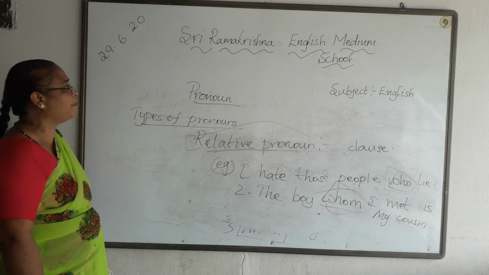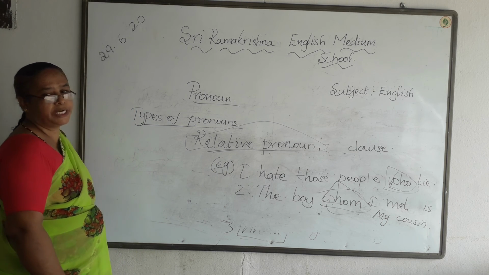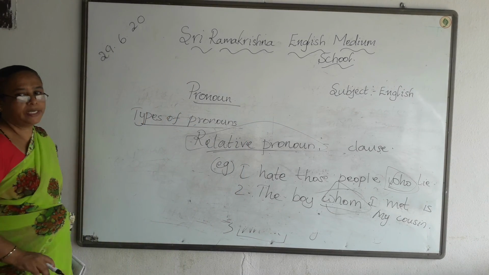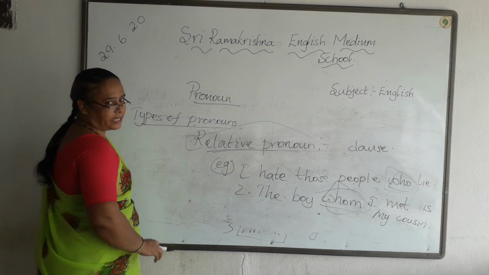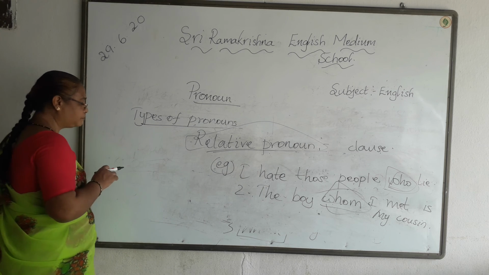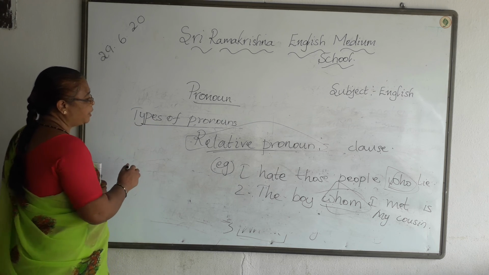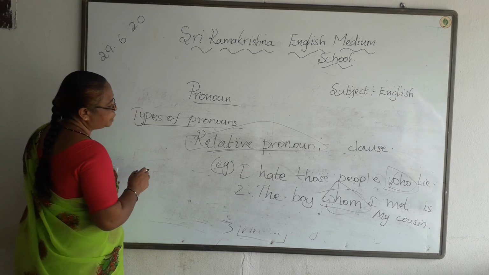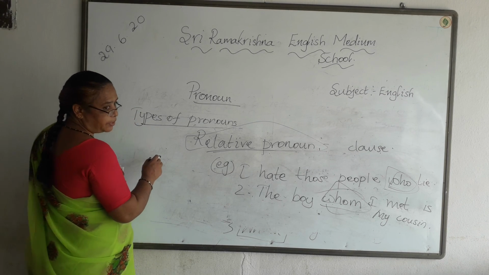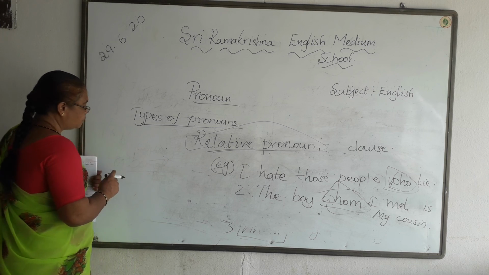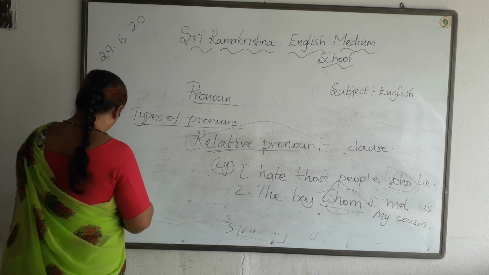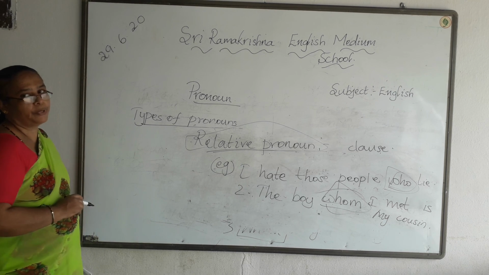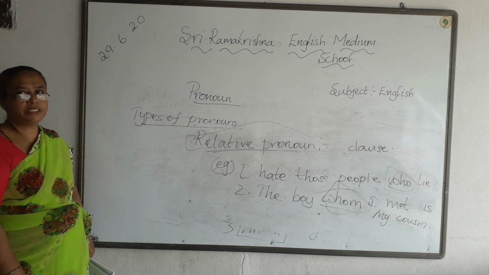Once again, recap of pronoun. Pronoun is a word used instead of a noun. There are 8 types of pronoun. First one is personal pronoun. Second one is reflexive pronoun. Third one is emphasizing pronoun. Fourth one is demonstrative pronoun. Fifth one is indefinite pronoun. Next, sixth one is distributive pronoun, then interrogative pronoun, and last comes the relative pronoun. Okay children, have you all understood?